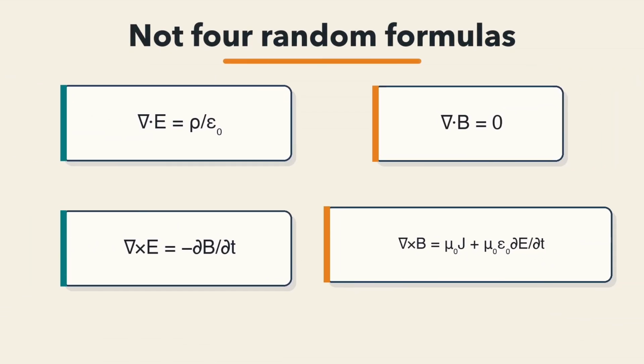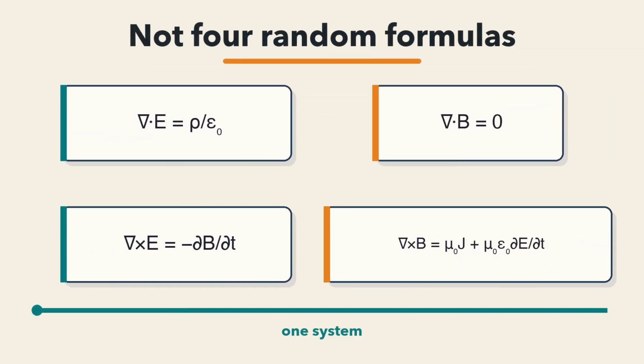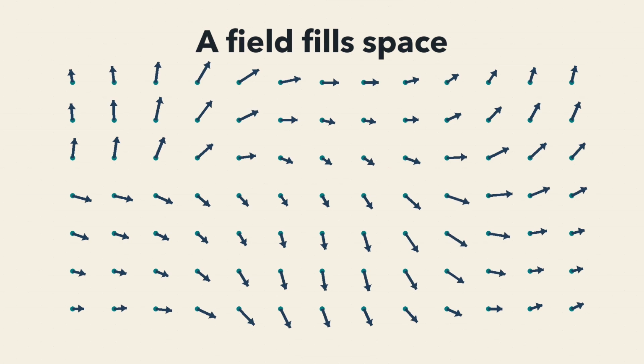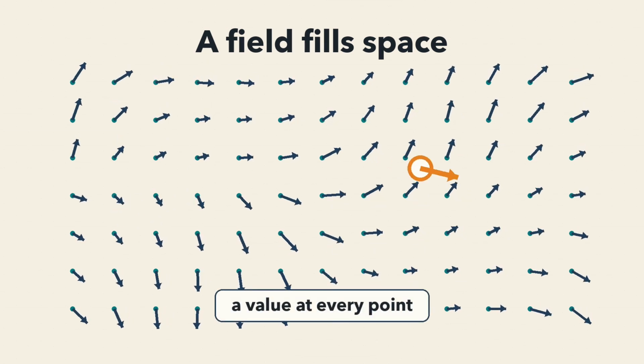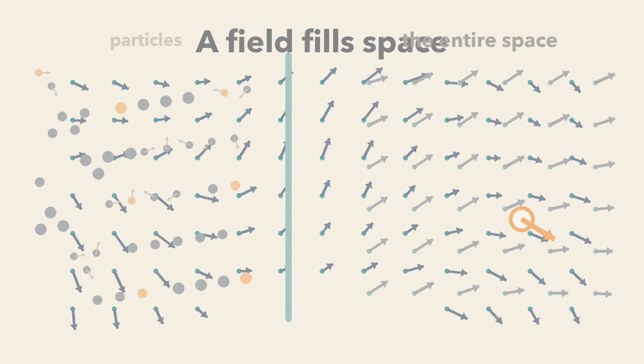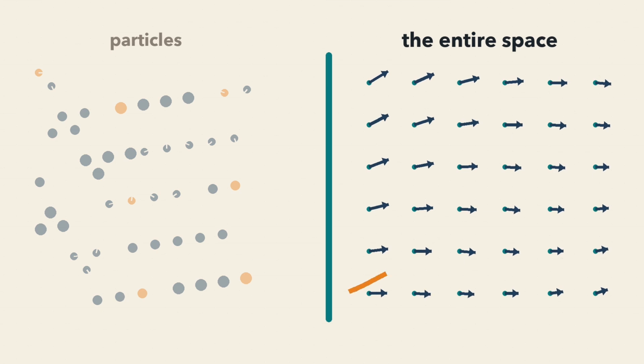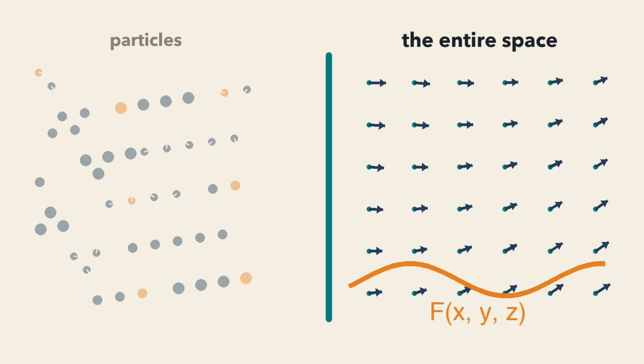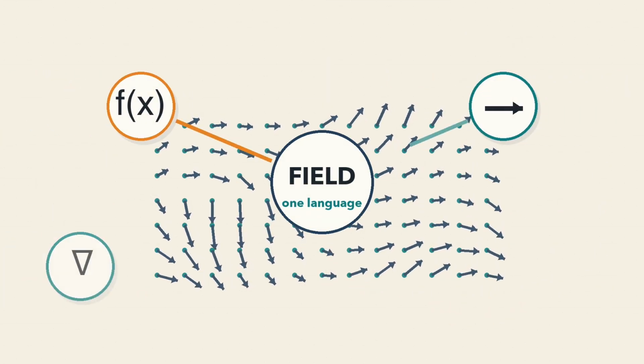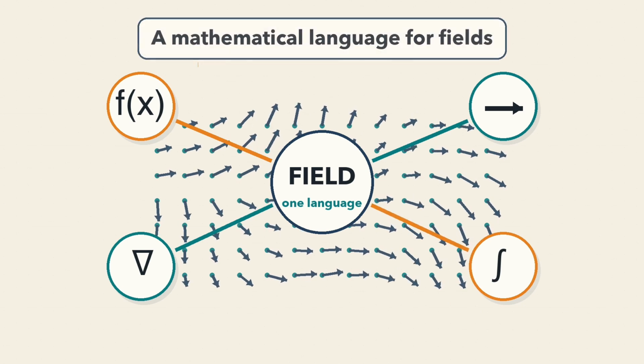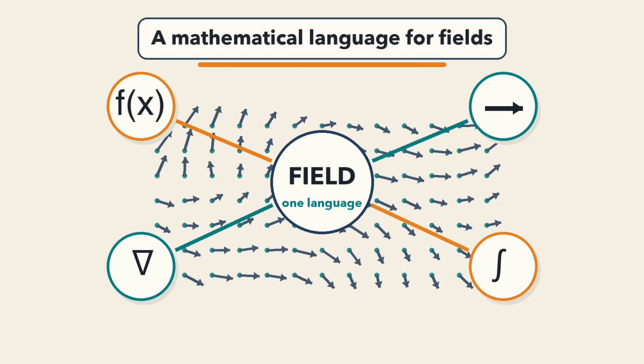Maxwell's equations are not four random formulas. They are a mathematical language for describing fields. A field assigns a value to every point in space. Instead of tracking every particle individually, mathematics lets us describe the entire space using functions, vectors, derivatives, and integrals.